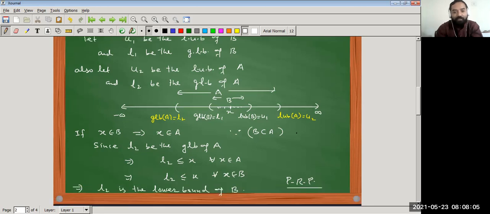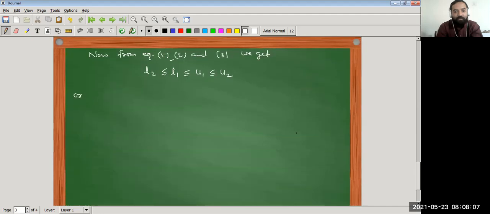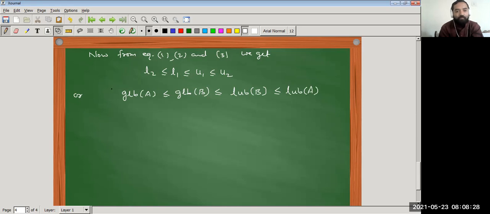So we can write in term of GLB and LUB. So we can write GLB of A is less than equal to GLB of B is less than equal to LUB of B is less than equal to LUB of A. So this is the proof of this theorem, and this is very important theorem as for examination point of view.